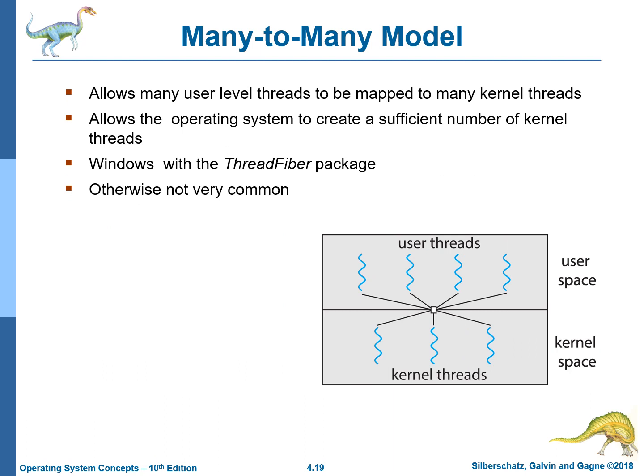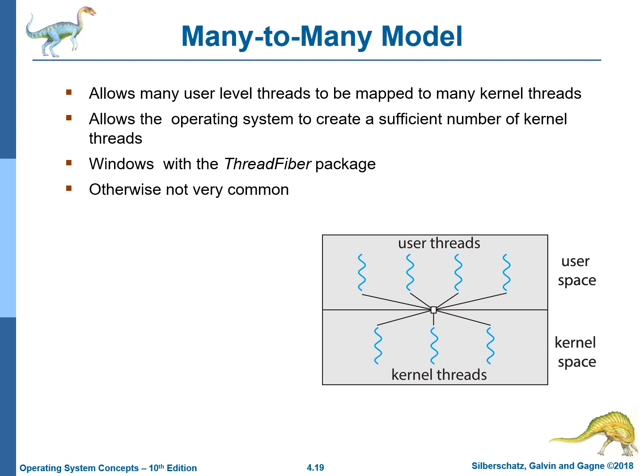The many-to-many model multiplexes any number of user threads onto an equal or smaller number of kernel threads, combining the best features of the one-to-one and many-to-one models. Users have no restrictions on the number of threads created. Blocking kernel system calls do not block the entire process, and processes can be split across multiple processors. Individual processes may be allocated variable numbers of kernel threads depending on the number of CPUs present and other factors.